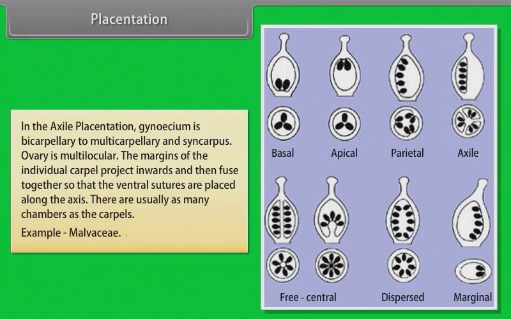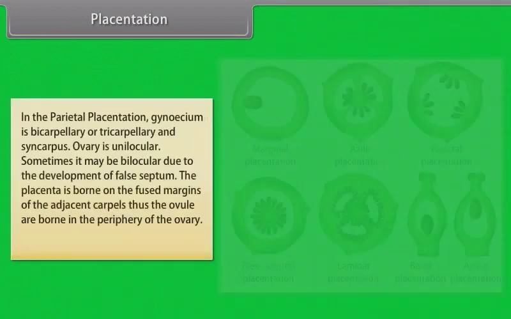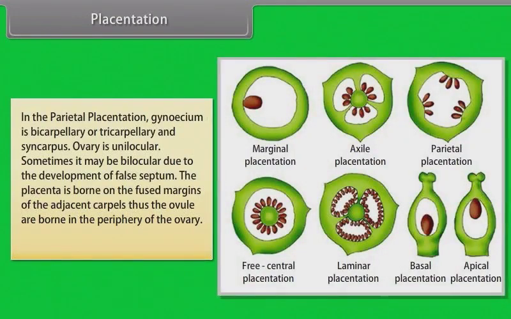Example: Malvaceae. In the parietal placentation, gynoecium is bicarpellary or tricarpellary and syncarpous. Ovary is unilocular. Sometimes it may be bilocular due to the development of a false septum. The placenta is borne on the fused margins of the adjacent carpels, thus the ovules are borne in the periphery of the ovary. Example: Cruciferae.